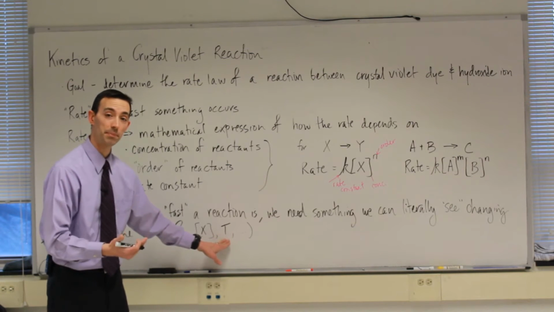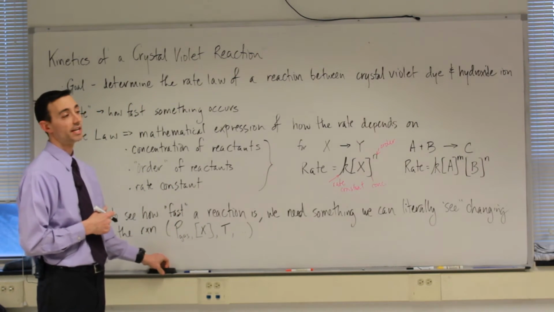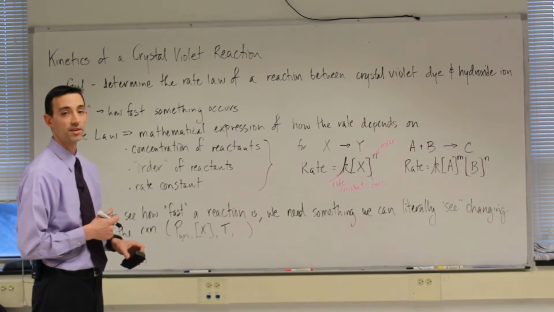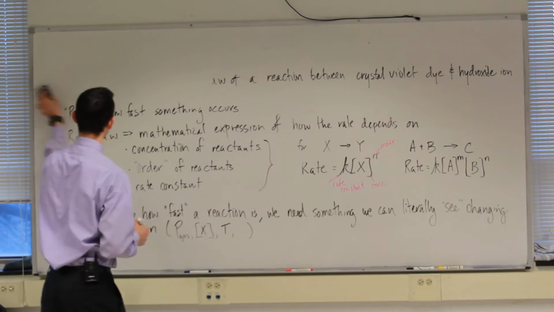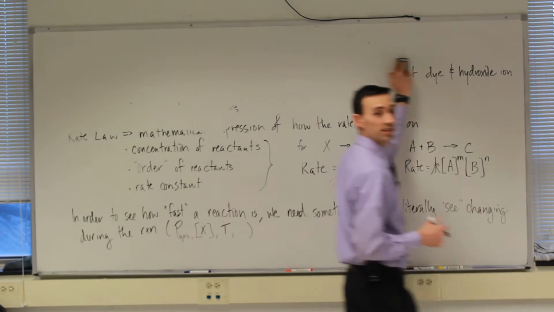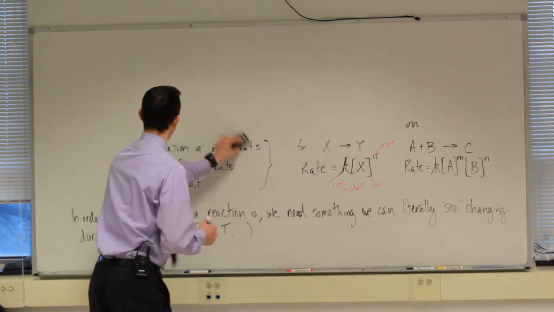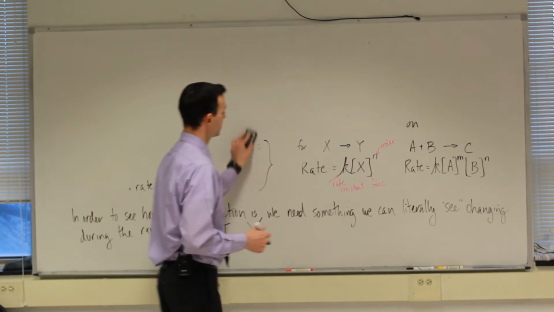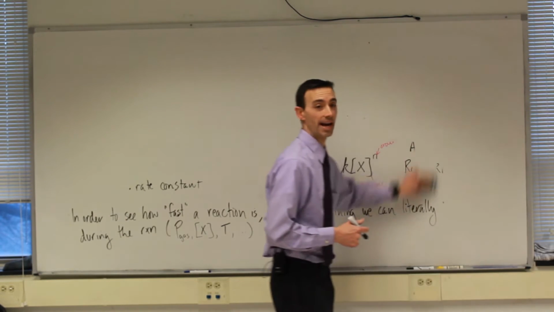Perhaps measuring temperature, if you understand how the temperature is going to be changing in relation to the amounts of chemicals, or the speed of the reaction. So let's look at this reaction today with crystal violet and hydroxide. What we're going to be able to see changing is the color of the reaction.